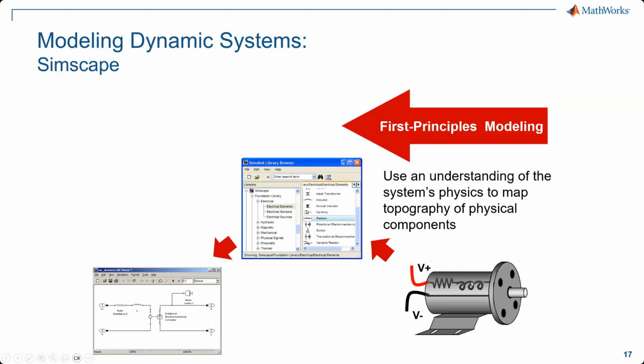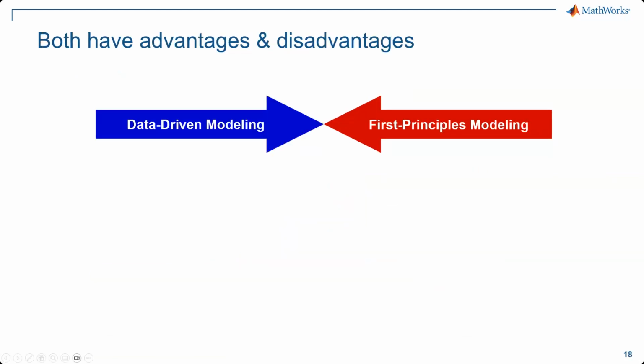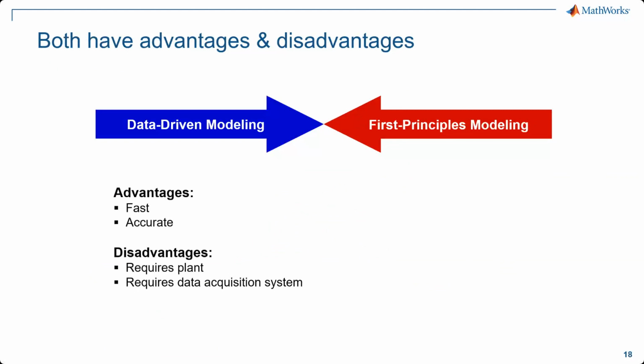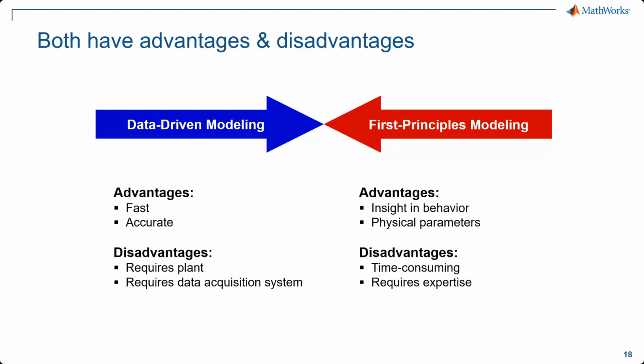So here, you are utilizing multiple tools in order to develop the physical or plant model of the motor. So summarizing, there are two approaches, data-driven and first principle method. Both have advantages and disadvantages. One is fast and accurate, the other utilizes the physical parameters. The disadvantages: it requires plant data acquisition, and it is time consuming.